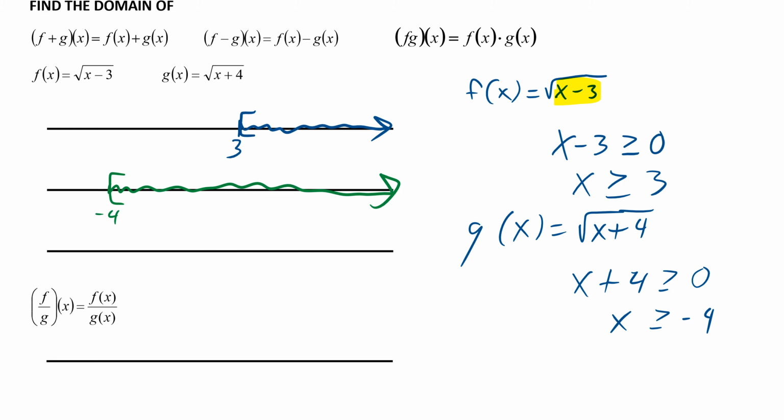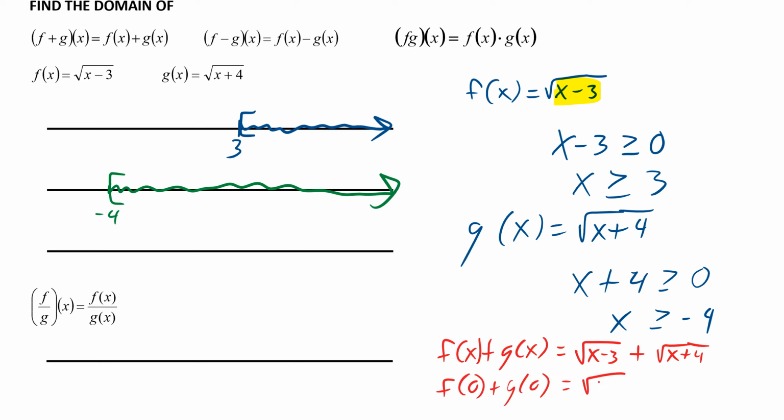Because what's happening is if you take these two functions and we're going to plug them in, so f of x plus g of x is now our red, we are getting square root of x minus 3 plus square root of x plus 4. And to input a number, like if we just pick a number like 0, it fails here. This is going to become a square root of negative 3, which is not real. So it's not going to work. You can't plug in 0.